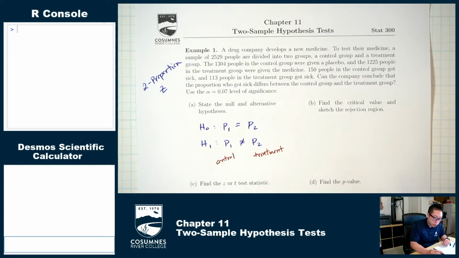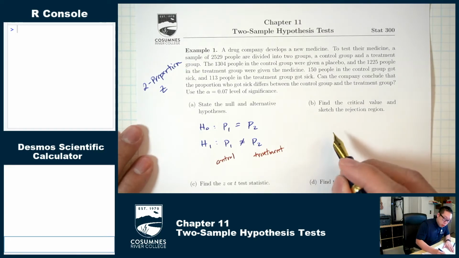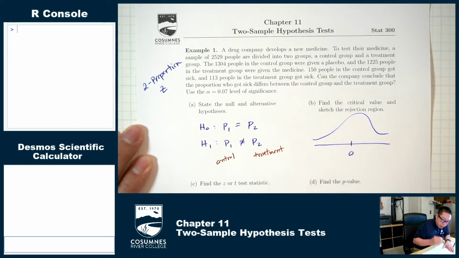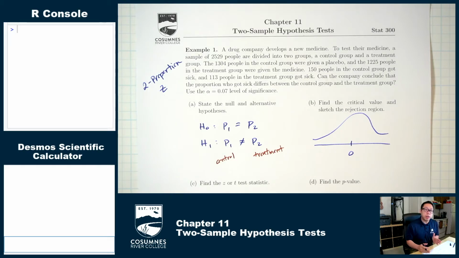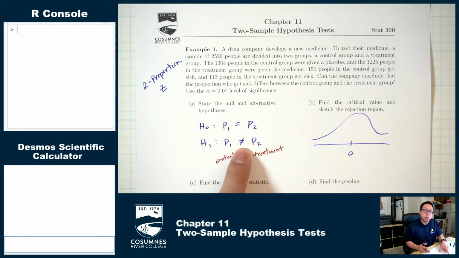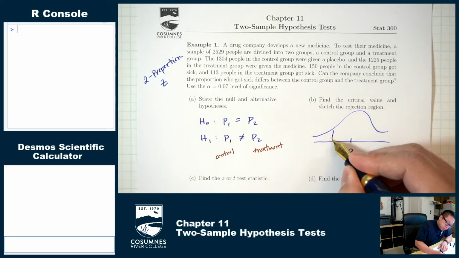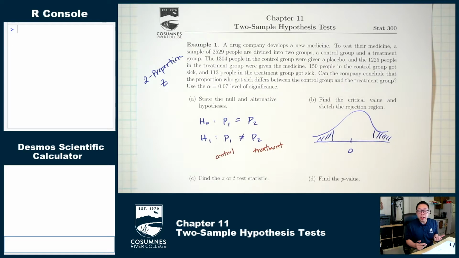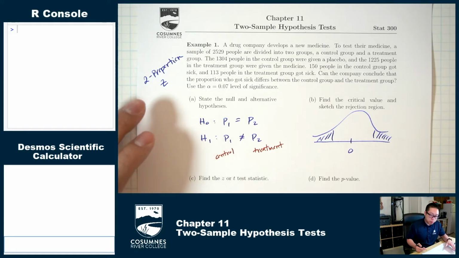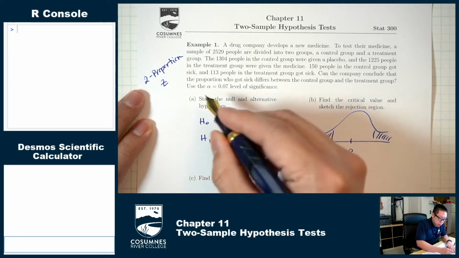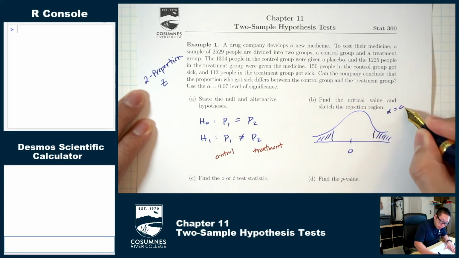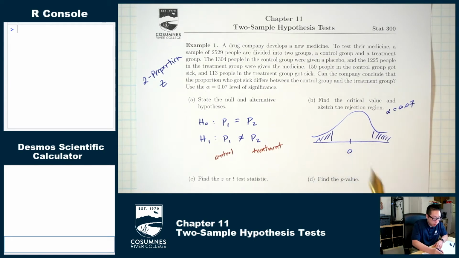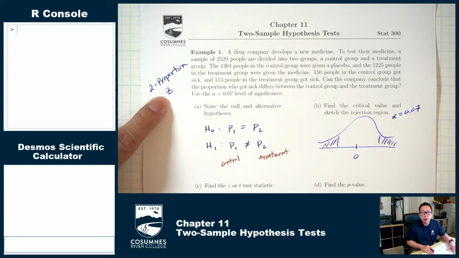Part B, find a critical value and sketch the rejection region. So we'll draw our picture. This is either going to be shade to left, shade to right, or two tails. Not equals is always going to be two tails. And the shaded area is our level of significance, our alpha. So the left and right together is alpha equals 0.07. And then we're either finding the z stars or the t stars. This is a proportion question. I should be finding z stars.